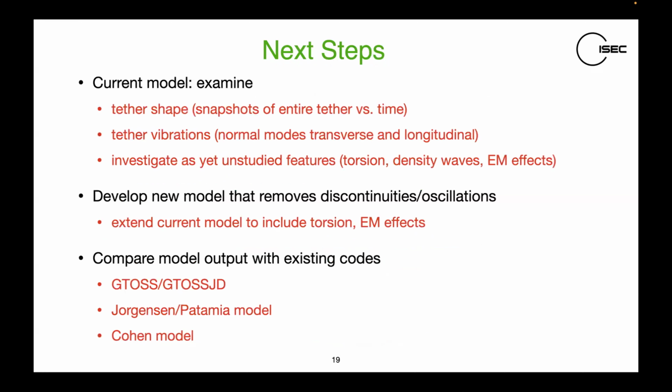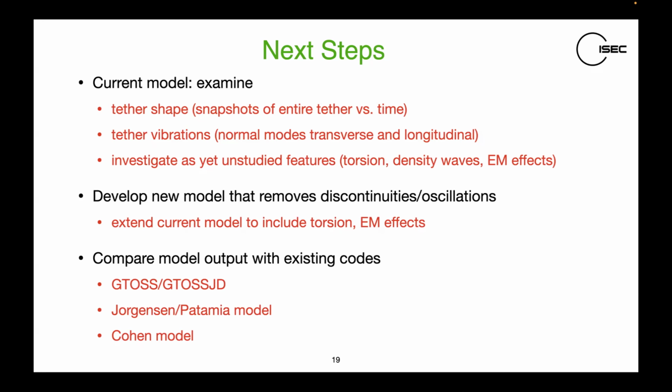What's next? We want to examine the tether shape, that is, the snapshot of the entire tether versus time. We want to look at all the normal modes, both transverse and longitudinal, and compare those with what's been done so far. Torsion, density waves, EM effects, all of these need to be studied. I think this model could handle a few of those, but right now torsion is not built into it.